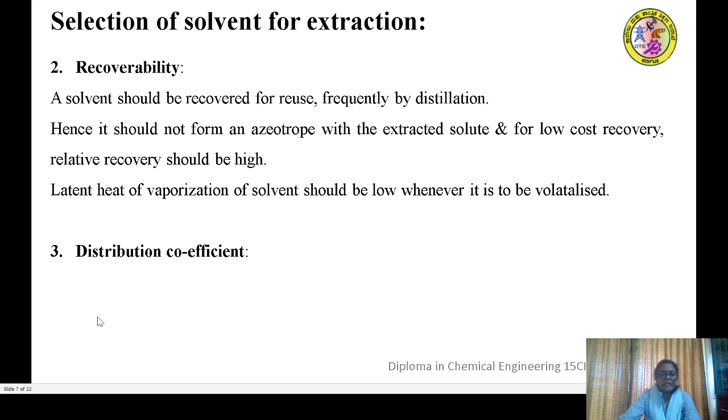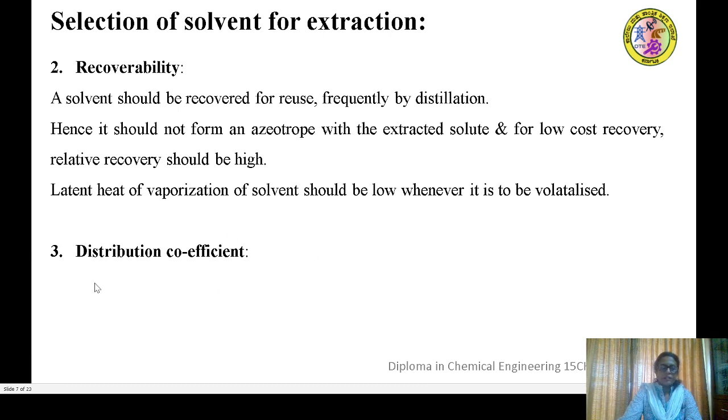So we'll discuss the third characteristic. Just a minute. Sorry for the interruption. So let us now understand the third important characteristic, the distribution coefficient.